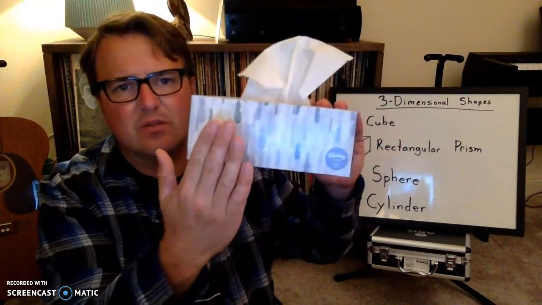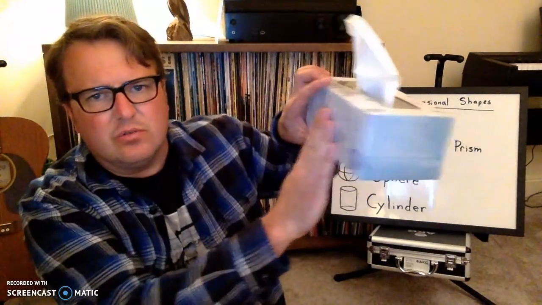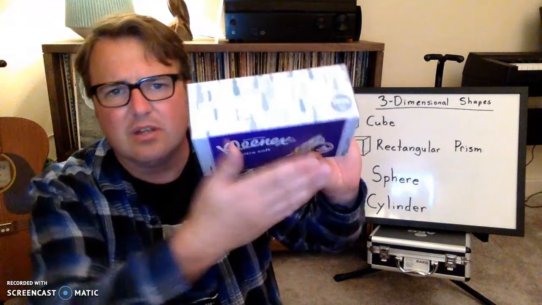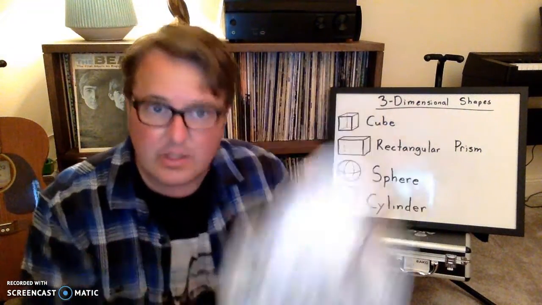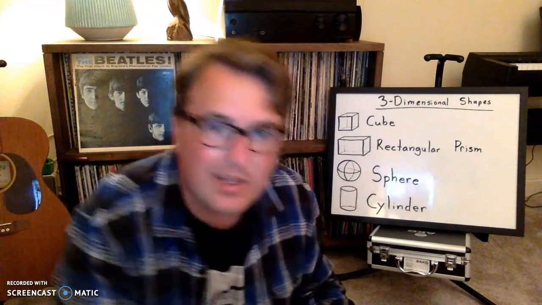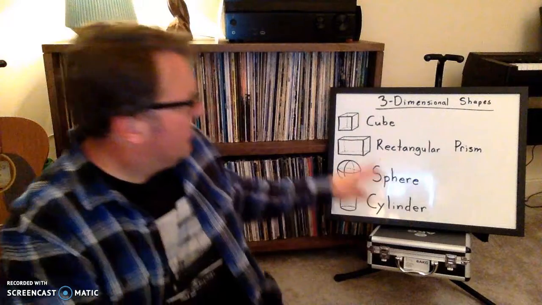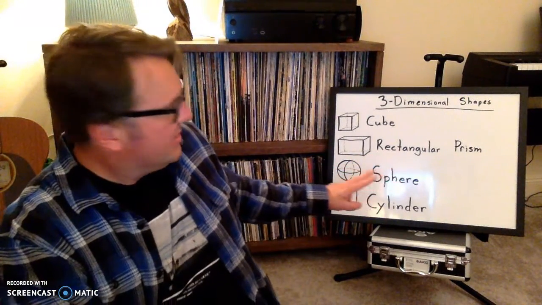How many faces? 1, 2, 3, 4, 5, 6. Just like the cube, except that one didn't have any squares. Some rectangular prisms do. It's up to you to find a rectangular prism.